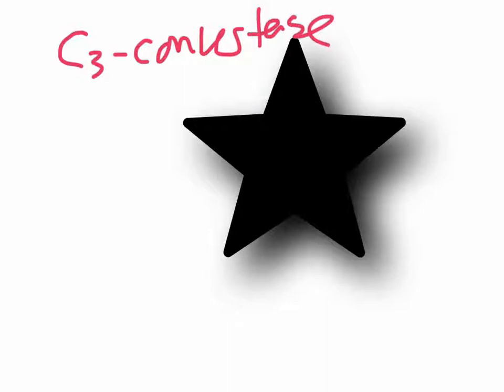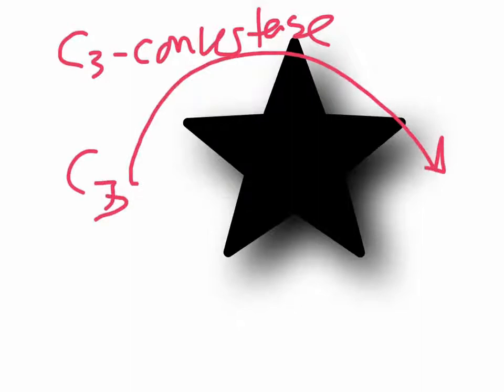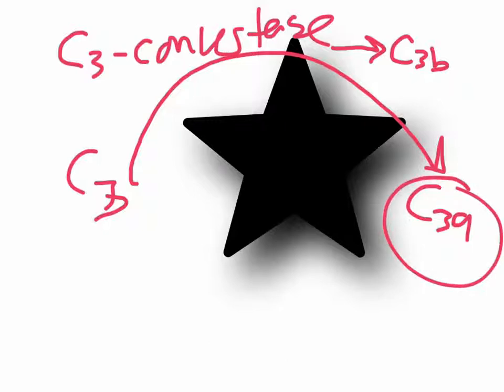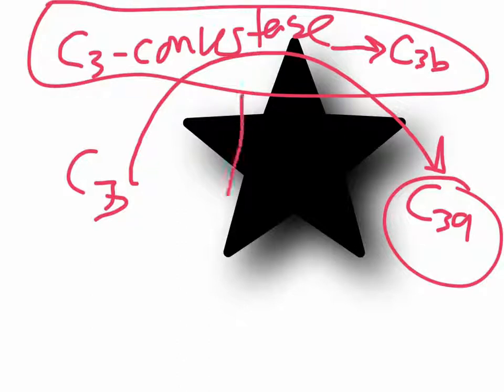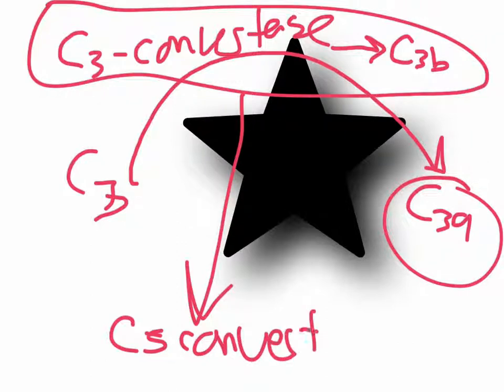And what does C3 convertase do? Well, you've got this C3 floating around in the blood, and it gets converted into C3b, and C3a is floating off here in outer space. And that C3b and the C3 convertase, by our powers combined, we create a C5 convertase. And by that C5 convertase, now we've got a C5.